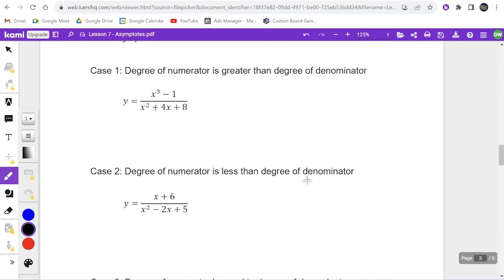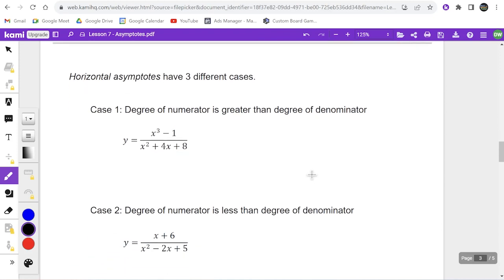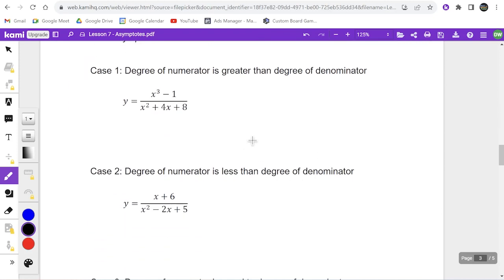Okay, so now with the horizontal asymptotes, you can have one of 3 different cases. To look at horizontal asymptotes, all you got to do is look at the degree of the numerator and the degree of the denominator. When I say degree, I'm talking about the x cubed here and the x squared here. I don't care about anything else. Like the -1, the 4x plus 8, I don't care about that at all.